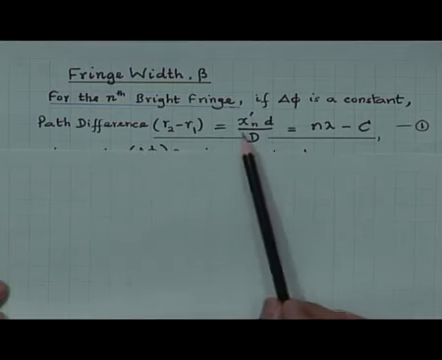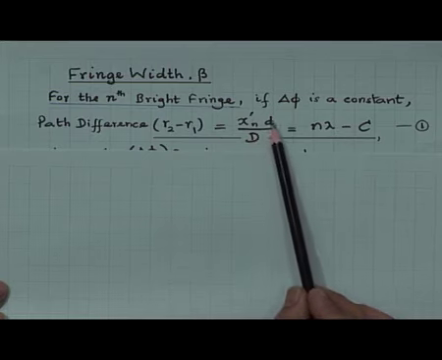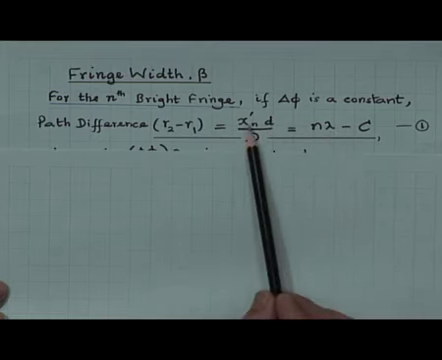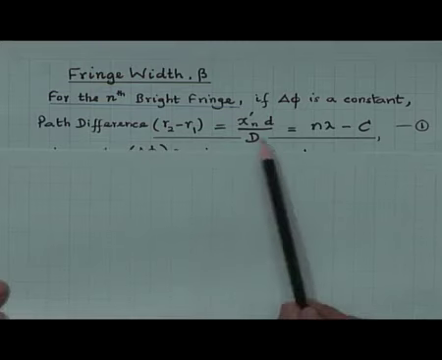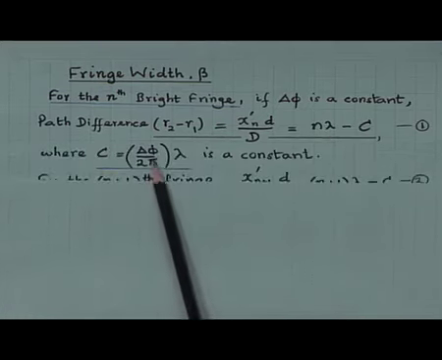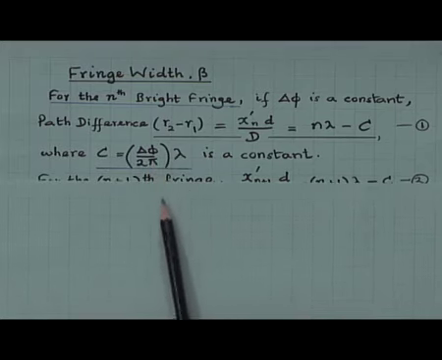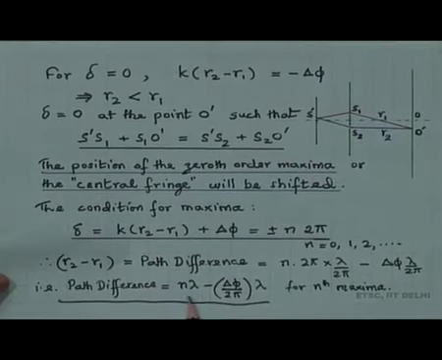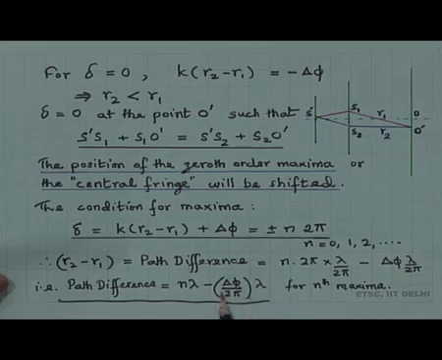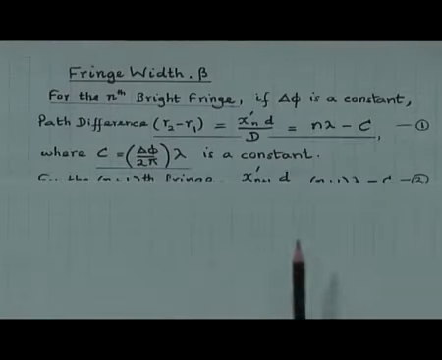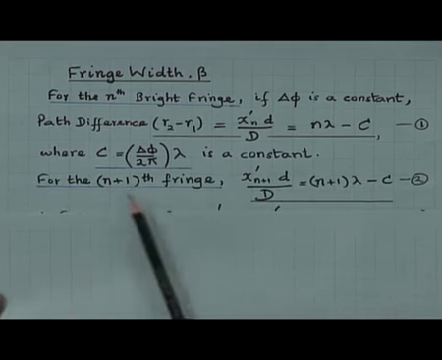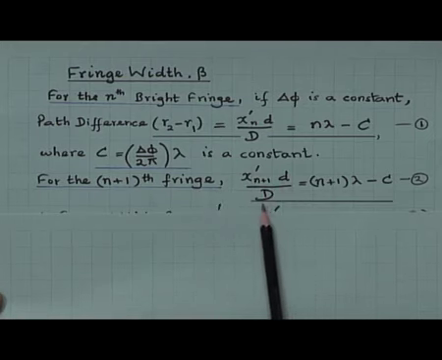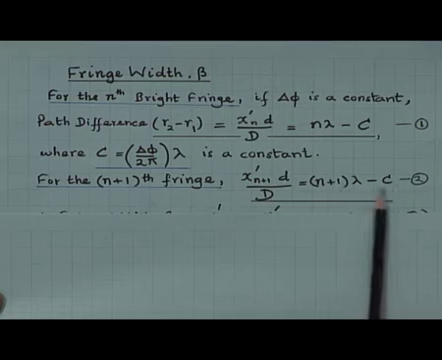So, for the nth fringe, the condition we had earlier derived was x n d by D equal to n lambda. Now, because the position of the nth maxima has changed, I am calling it x n dash. So, that is equal to n lambda minus c, where c is that constant, that is delta phi by 2 pi into lambda. If delta phi is a constant with time, then this is a constant c, and therefore n lambda minus c, where c is a constant. For the n plus 1th fringe, that is for the next fringe, it will be x n plus 1 dash d by D is equal to (n plus 1) lambda minus c, because c is a constant.